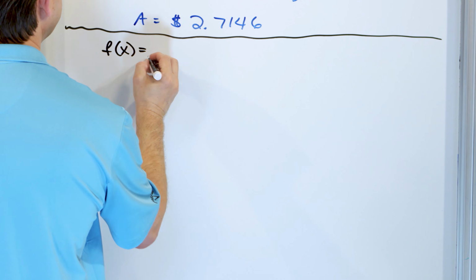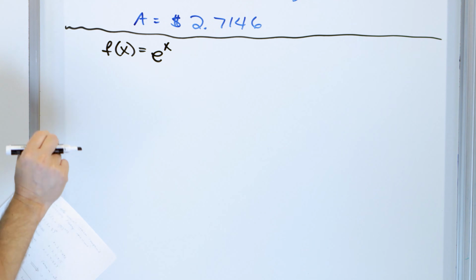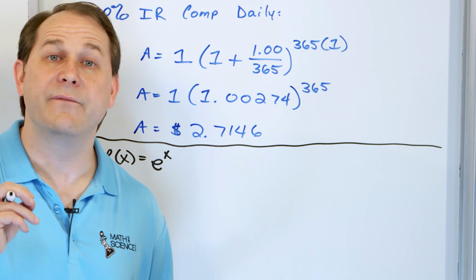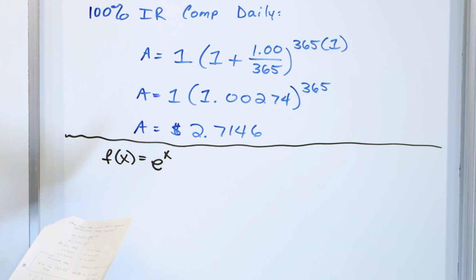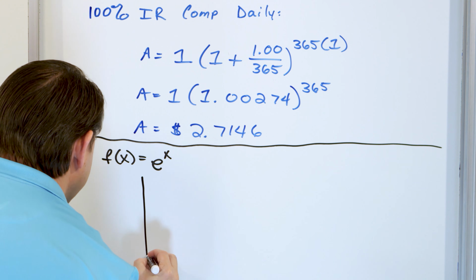Let's say we have the function f of x is equal to the number e to the power of x. We take that very special number that comes about when studying exponential growth and we make it the base of an exponential function. What does this function look like if I were to graph it? So I'm going to go ahead and draw a graph.